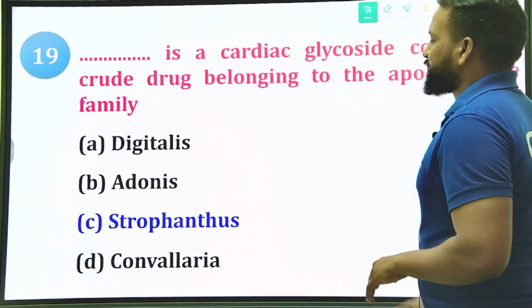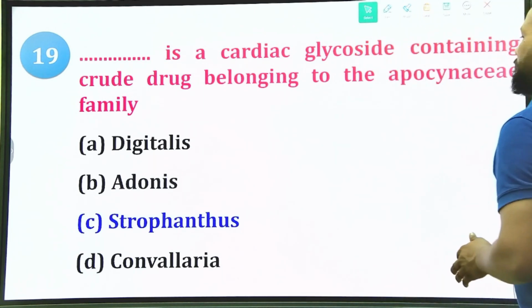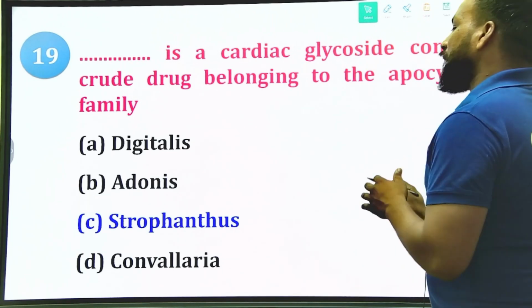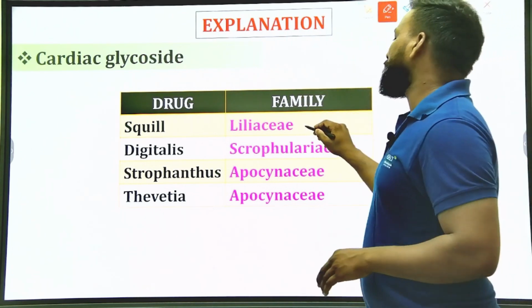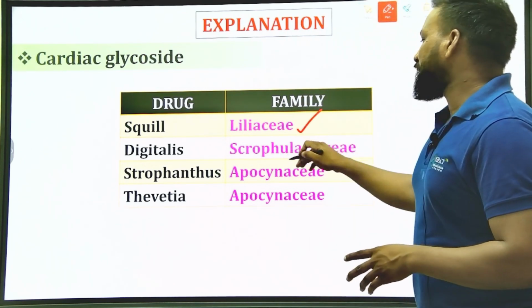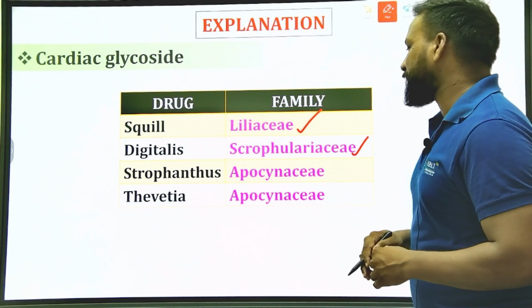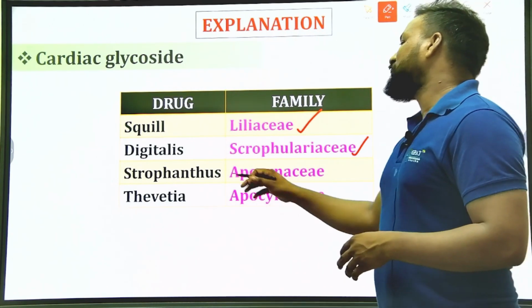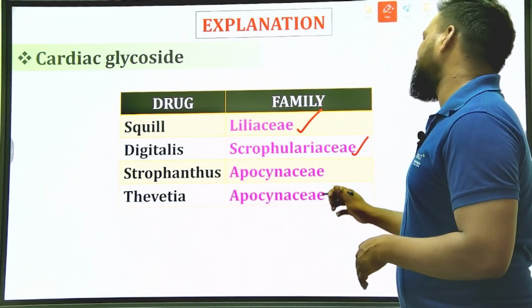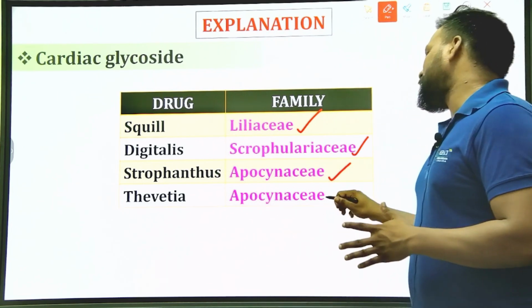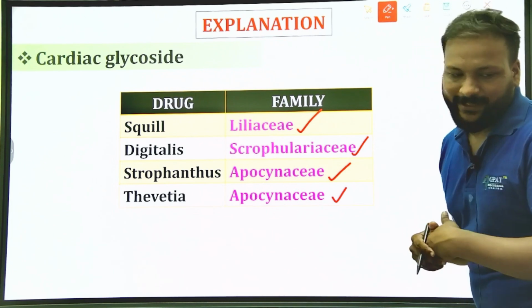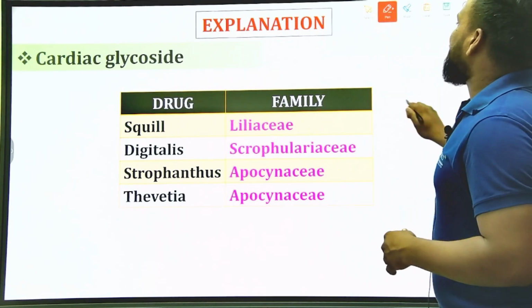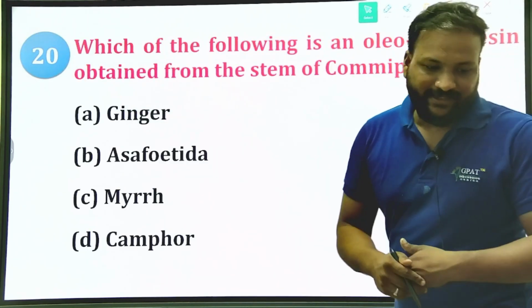Let us see. Strophanthus belongs to the Apocynaceae family. Squill is a Liliaceae family drug. Digitalis is also a cardiac glycoside, but it belongs to the family Scrophulariaceae. Whereas Strophanthus is Apocynaceae, as well as Thevetia is also Apocynaceae. These all have cardiac glycoside properties. Clear? Yes. Last question of this series, my dear aspirants, get ready.